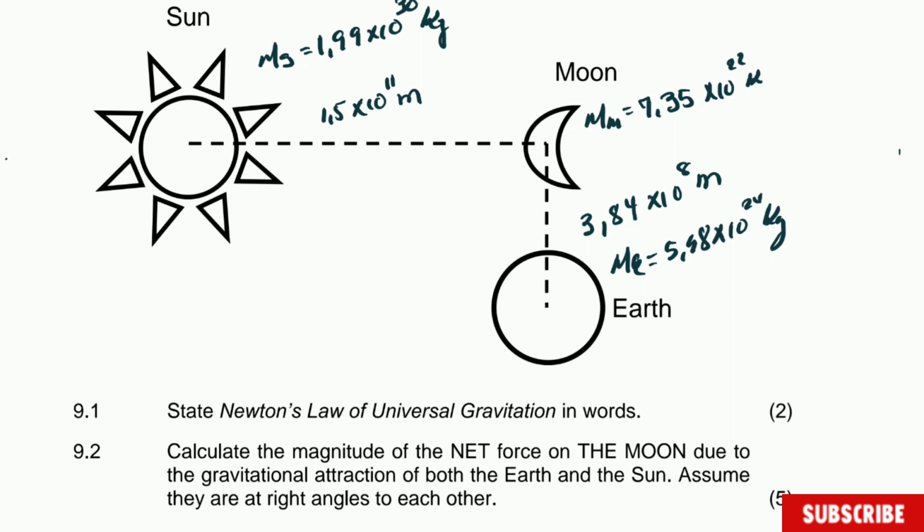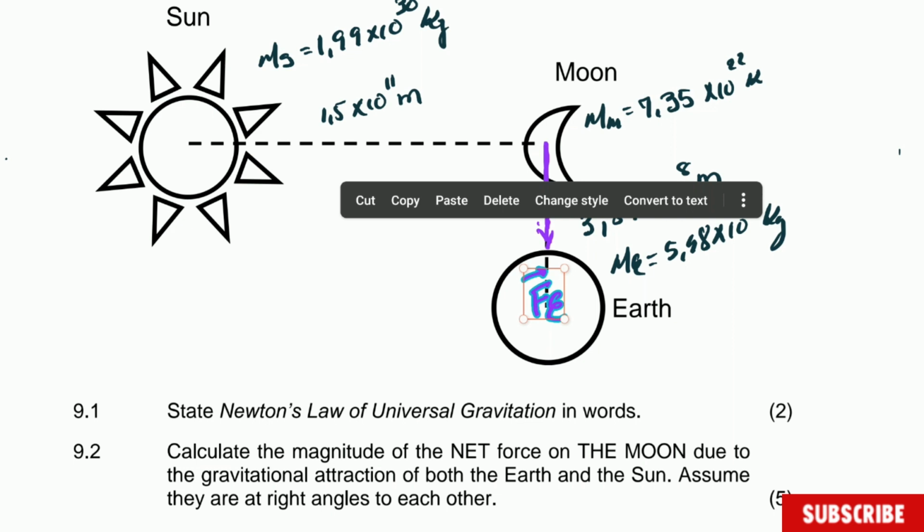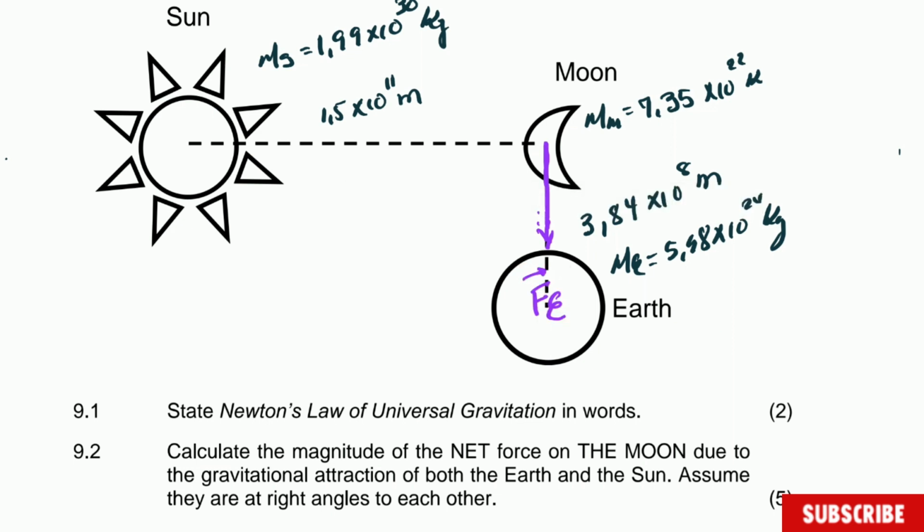So the earth is going to pull the moon towards itself with this force here, with a force that I'm going to call Fe, force from the earth. And now the sun is going to be pulling the moon towards itself, which is in this direction, with a force which I'm going to call Fs, force from the sun.